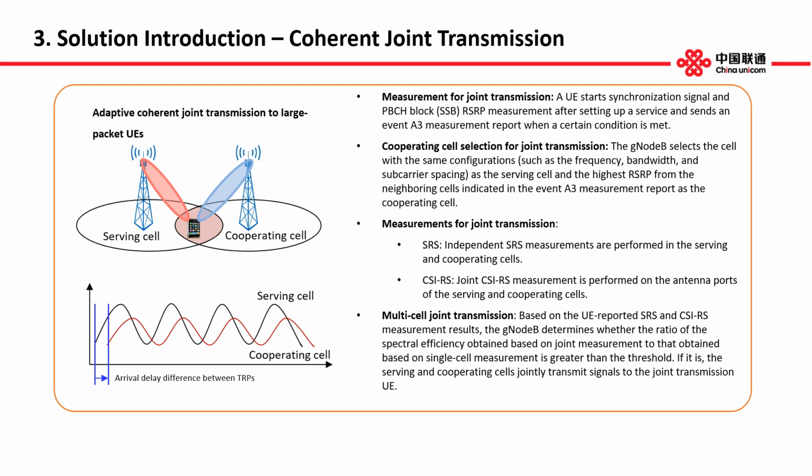Coherent joint transmission works in 3 steps. First, measurement for joint transmission. Second, cooperating cell selection for joint transmission. Finally, multi-cell joint transmission.